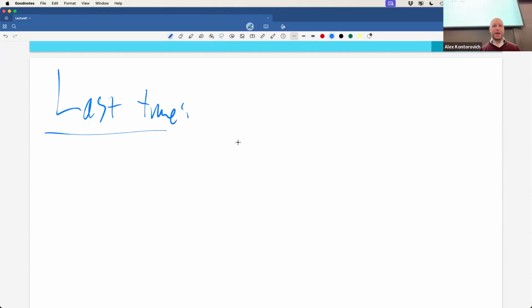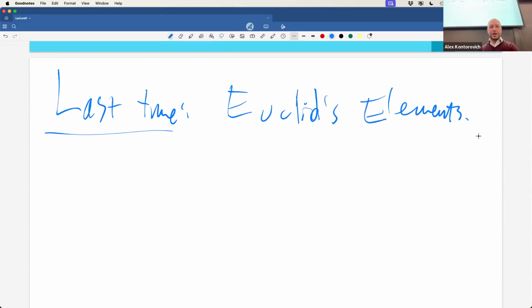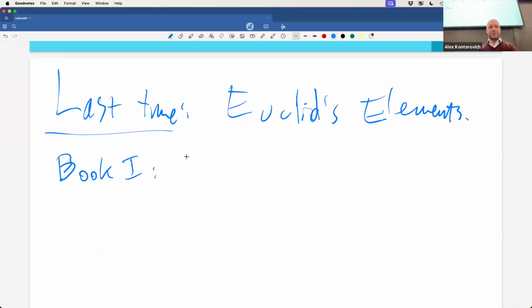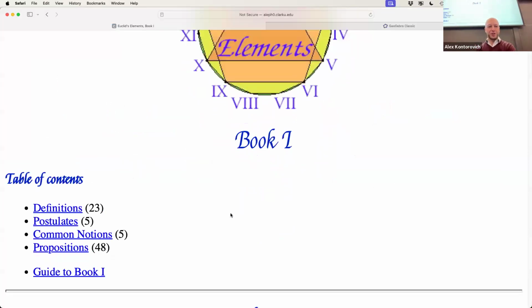Last time we began our study of Euclid's Elements, in particular Book One. We talked about the 23 definitions, which again are problematic, and the 5 postulates, P1 through P5, with P5 being the most mouthy, being an entire paragraph and controversial.